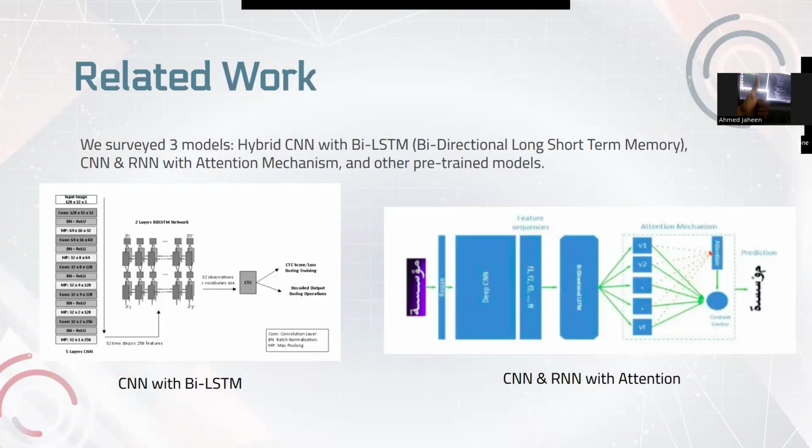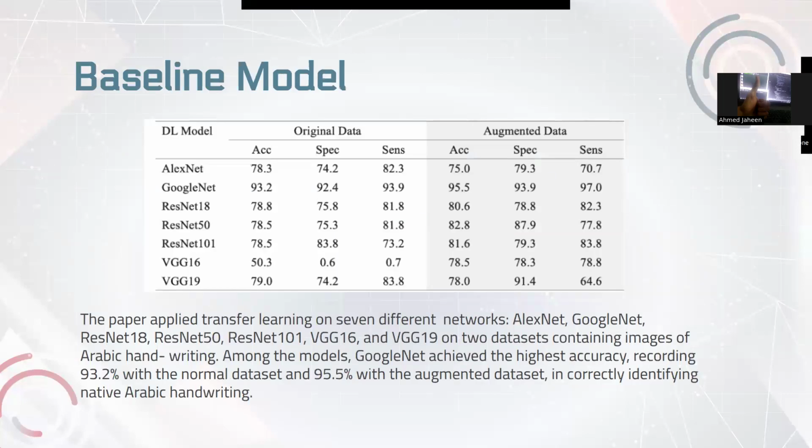Related works, we've surveyed three models: the hybrid CNN with bidirectional long short-term memory, CNN and RNN with attention mechanism, and other pre-trained models. And the results for different models show that the highest accuracy model is GoogleNet, which is what we're going to be basing our model on.